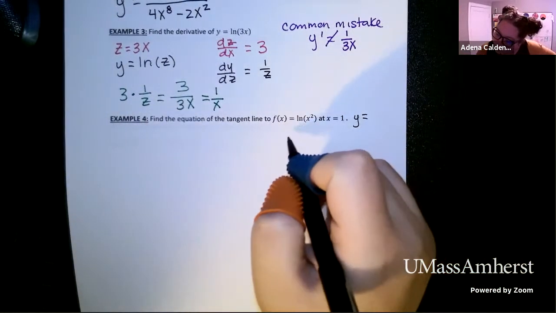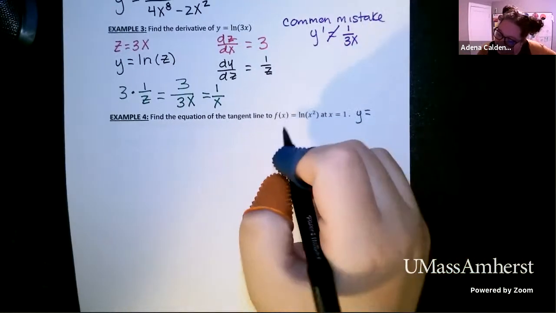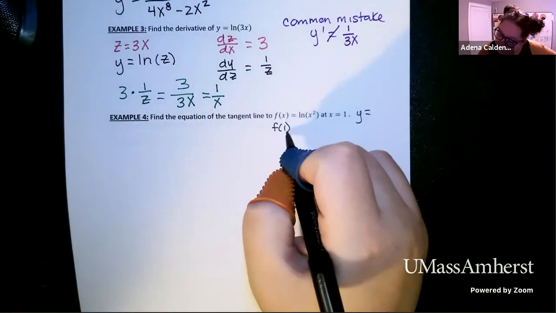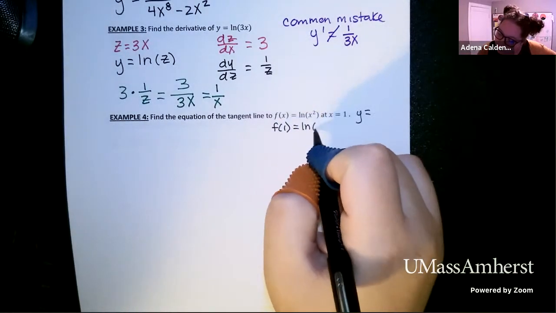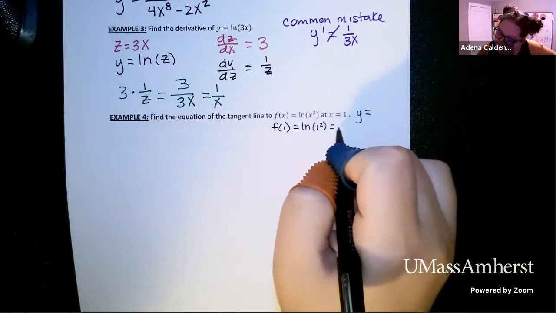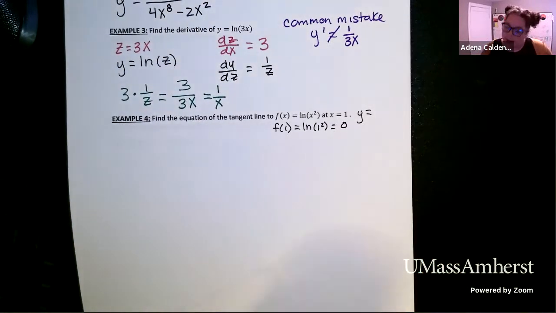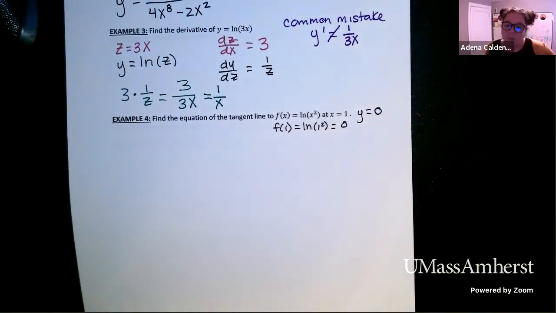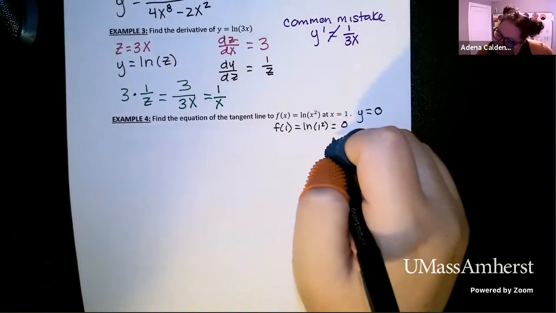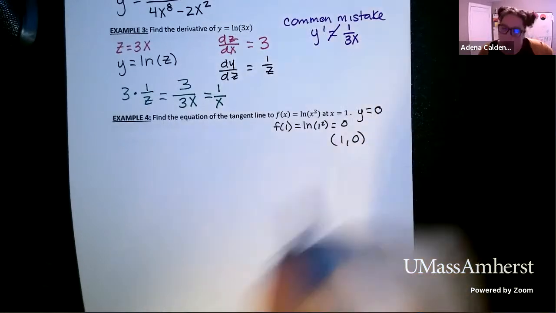To find our y value, we need to plug the x value into the function. So we plug in a 1, we get the natural log of 1 squared, which is the natural log of 1. And if you check that, the natural log of 1 happens to be 0. So we get y equals 0, and the point we're working with is (1, 0).